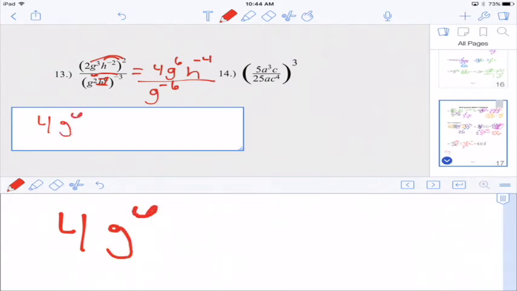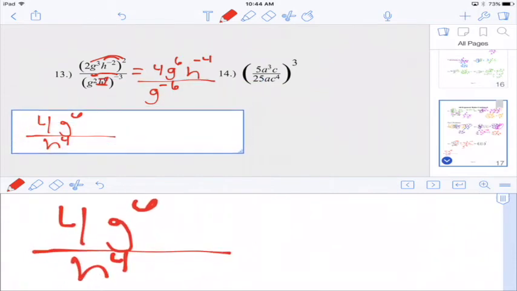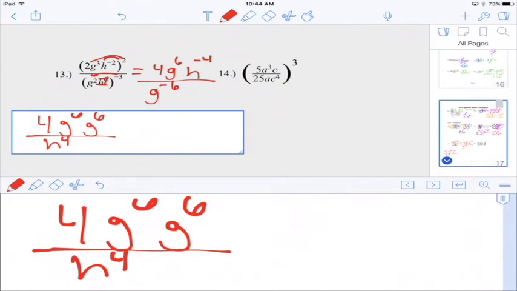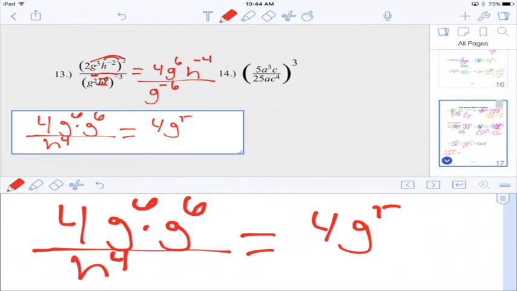4g to the 6th over h to the 4th, and my g to the negative 6 comes up as g to the 6th. Well, I have some more multiplication rules, so 4g to the 12th over h to the 4th.